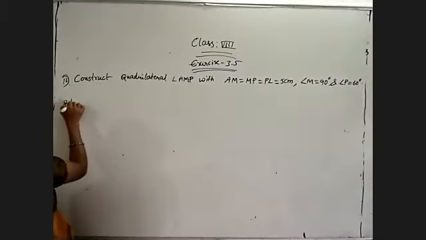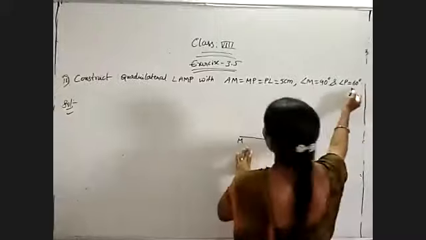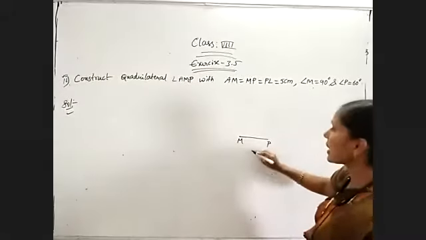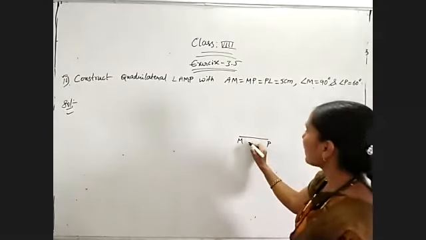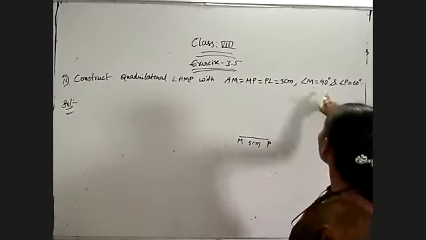Observe the question. What are the given angles? Angle M and angle P. So take that line segment, and observe that all the line segments are equal. So construct the first 5 centimeters line segment MP, because angle M and angle P are given. Now I need to construct angle M equal to 90 degrees, and angle P is 60 degrees, which is an acute angle.